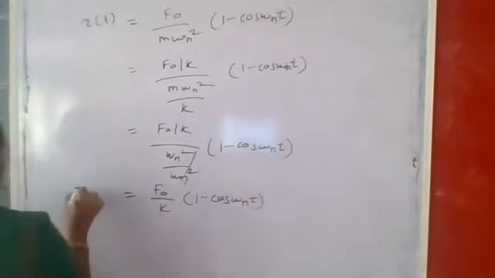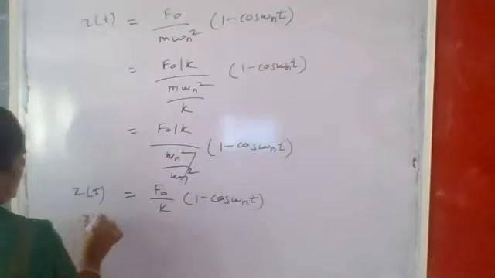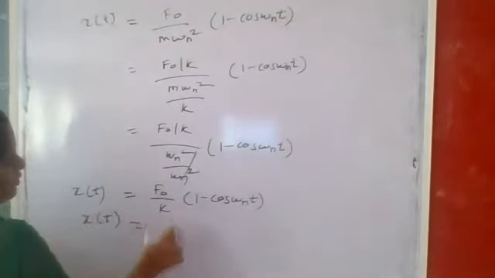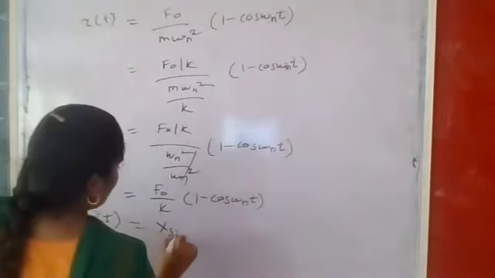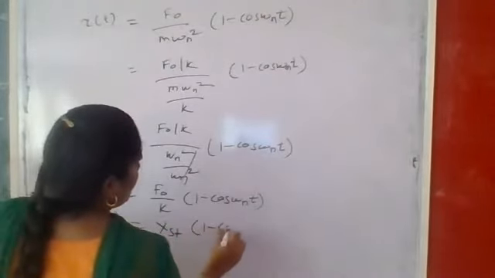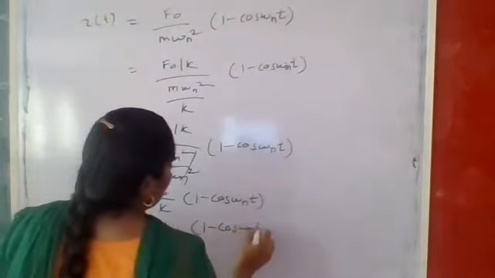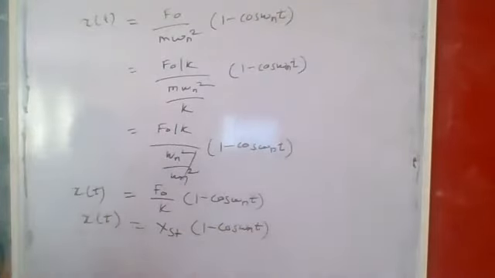Okay, and that is the x of t value. And already we know that F naught by k is the x static value. So we can put here directly x static into bracket 1 minus cos of omega n t. That is the last formula for the calculation part of the constant force. So write down this. We go for the next part.